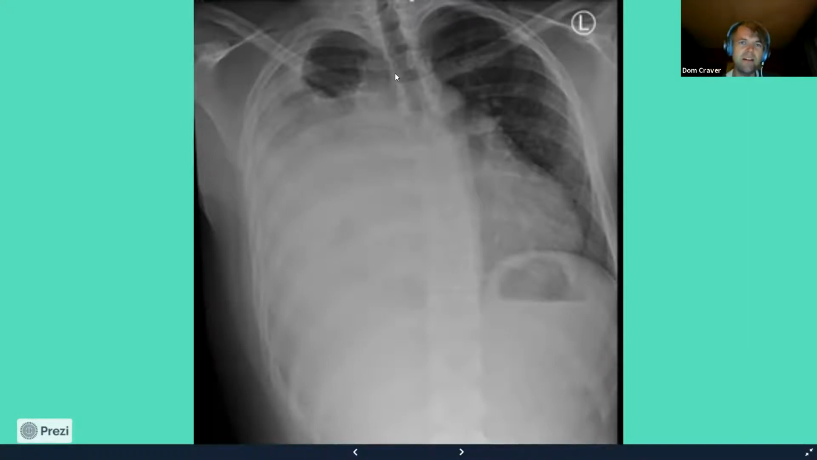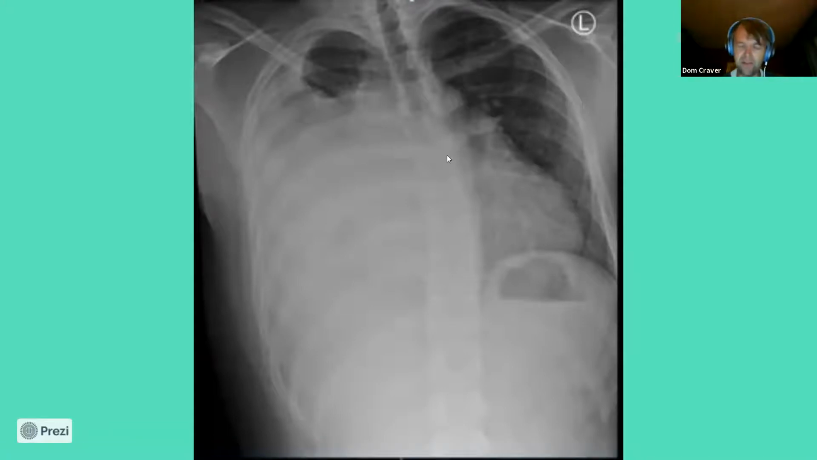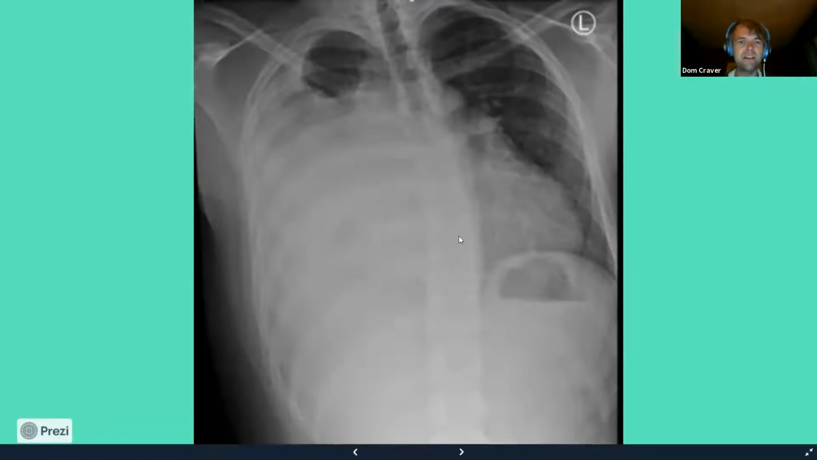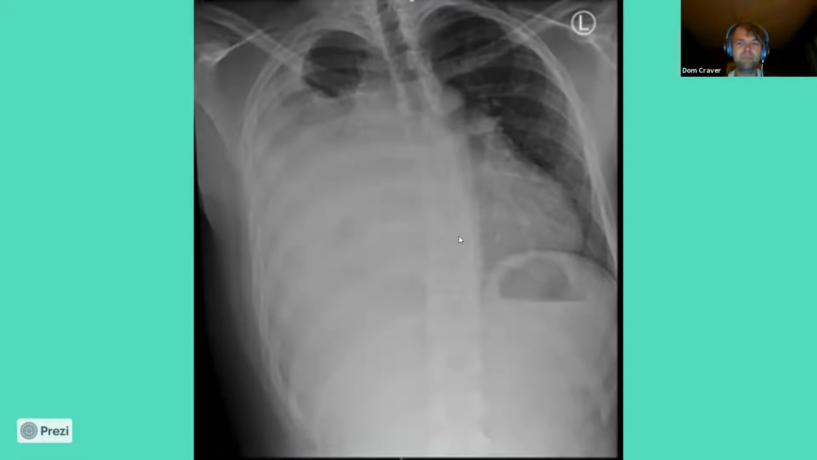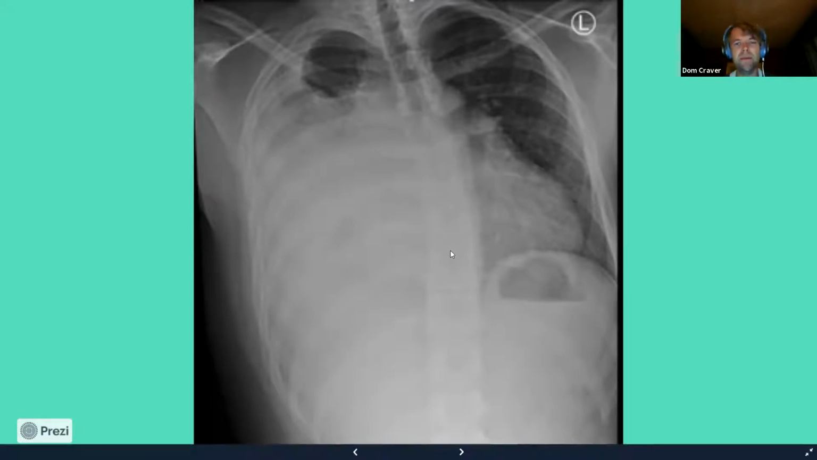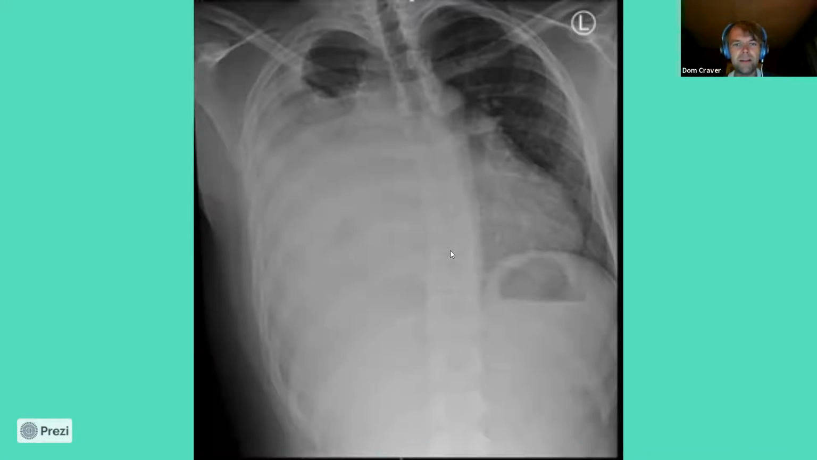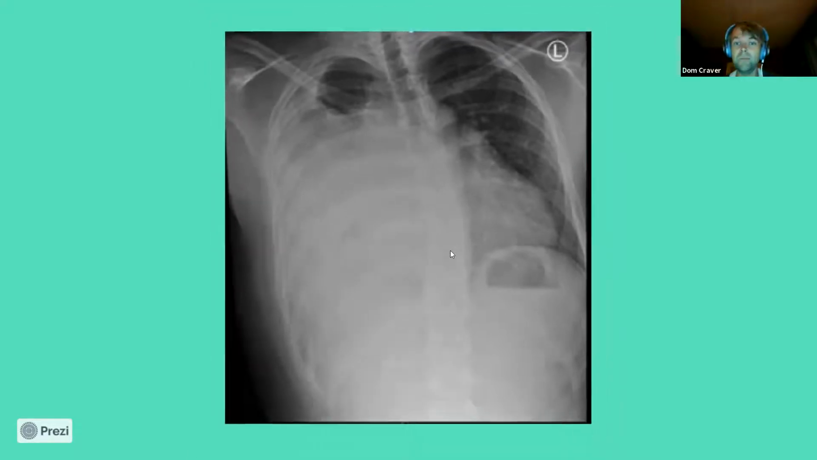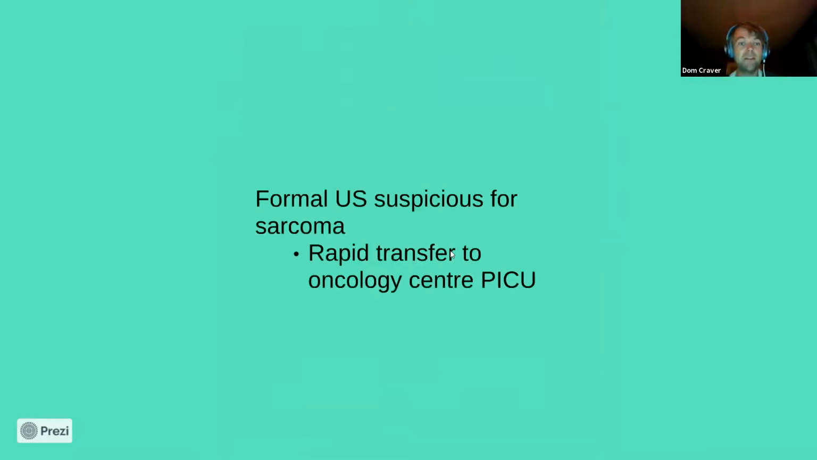So you might think, oh, that's definitely an effusion, just put a needle in. We wouldn't ever do that, obviously. But if somebody's in extremis, you might be pushed and you might think about doing that. So I think doing ultrasound in this case really changed the management because we didn't do anything too gung-ho. And we managed to get a radiologist to do a proper scan. And it was really suspicious for a sarcoma.